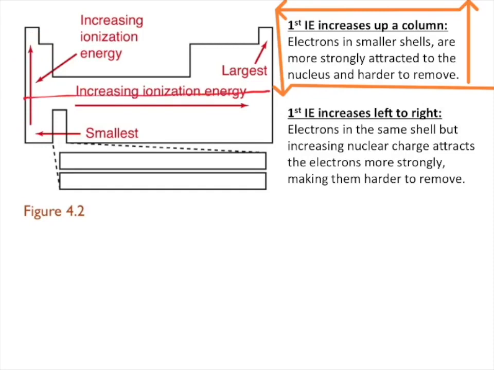Then when you go from left to right, your ionization energy increases because of kind of the opposite logic of the radius. Your electrons are the same distance from the nucleus, roughly, but now there's a greater positive charge, and so the greater positive charge holds the electrons to the nucleus more strongly and makes them harder to remove. And then it makes sense why this all works with the periodic table.